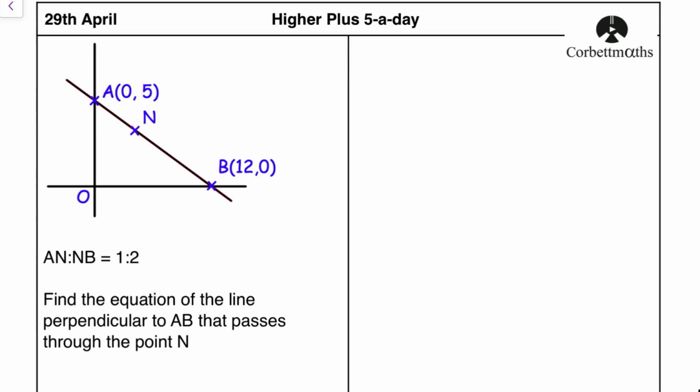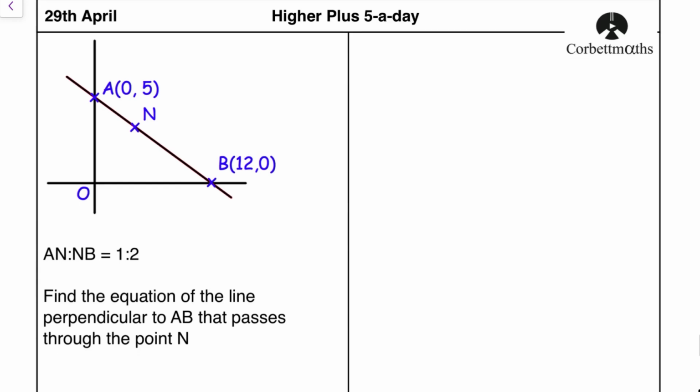Right, so what do we have? We've got a ratio, so A to N, N to B is 1 to 2. Well, let's write that down. That means this is a third, and this is 2/3. May not be relevant, but it just allows me to help it. Find the equation of the line that is perpendicular to AB that passes through the point N.